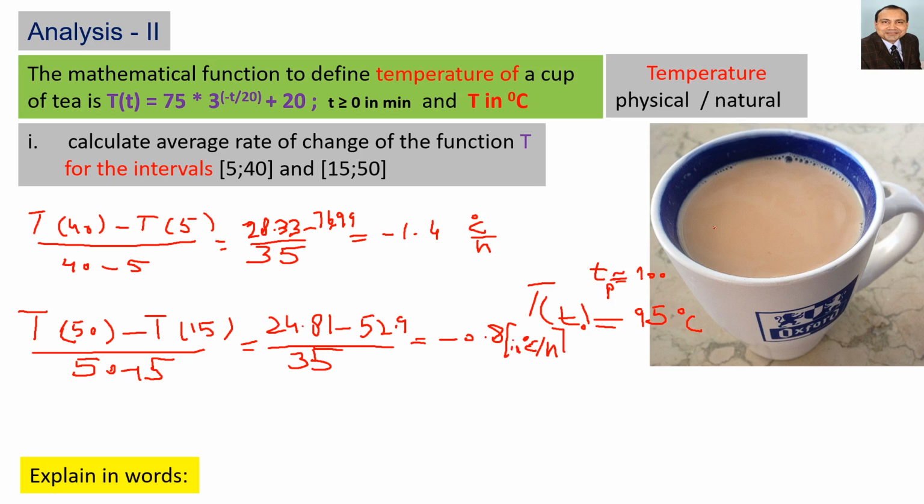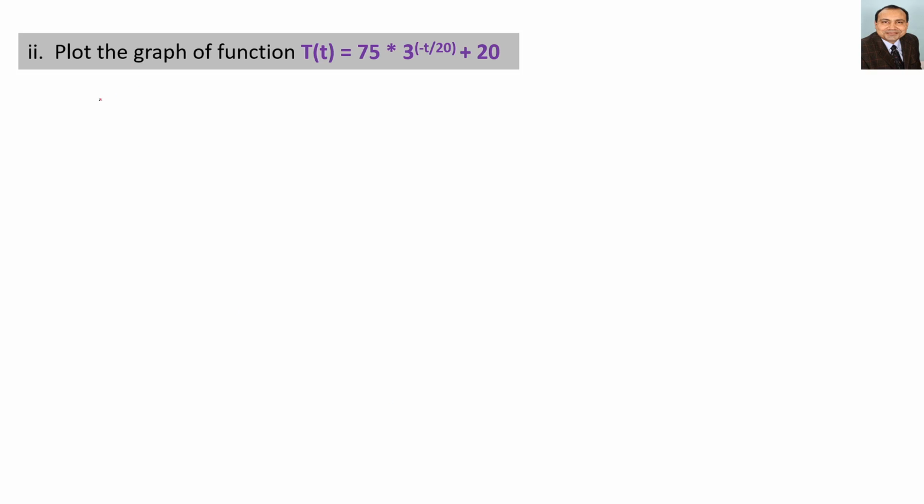So this is a common observation. A hot cup of tea remains in the room, in the atmosphere around you, and gets colder with the passage of time. Plot the graph of the function T(t).